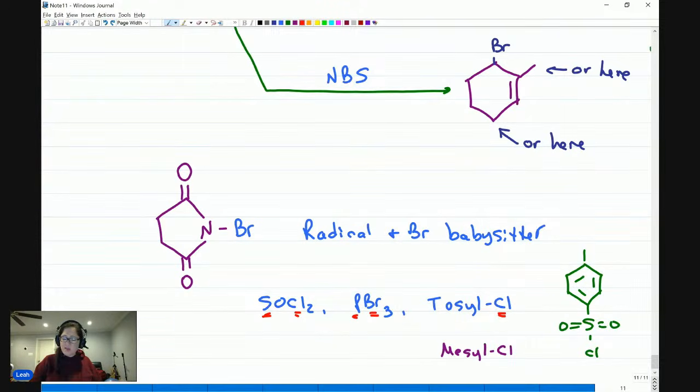SOCl2, PBr3, tosyl chloride, mesyl chloride, a triplet. If you see them written out, you suddenly don't have 50 reagents to memorize. You just break it up.